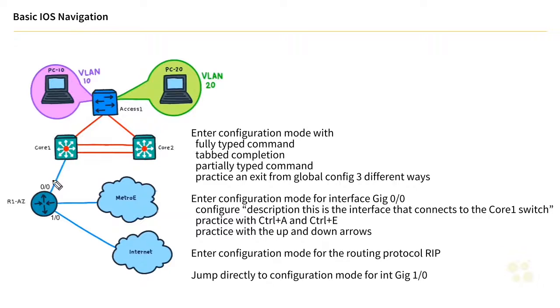Our next step is to go into configuration mode for this specific interface, which is gig 0/0. Enter configuration mode for interface gig 0/0. So we're going to go into global config first, and then from global config, we're going to type in interface gig 0/0, and that will drop us in that little room just for configuration information regarding that specific interface.